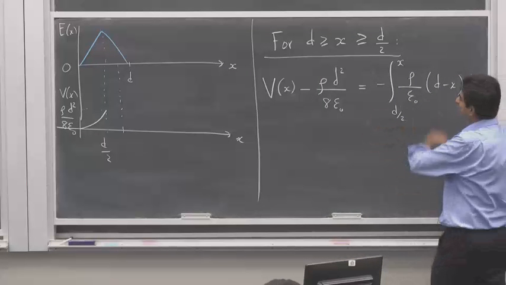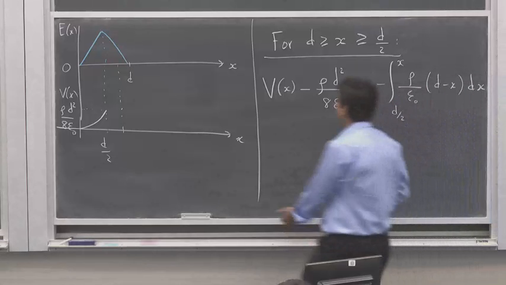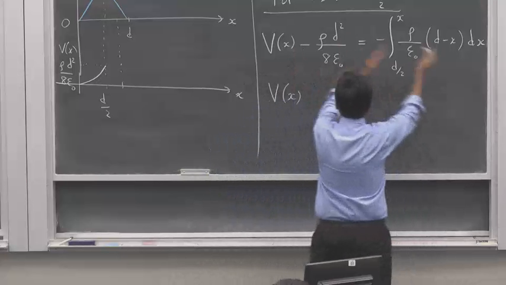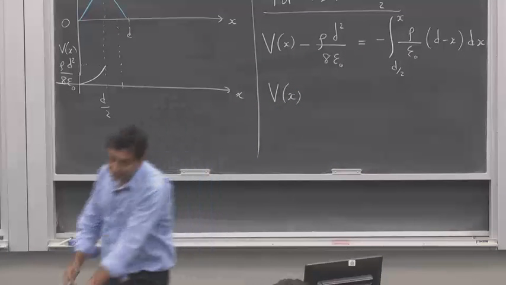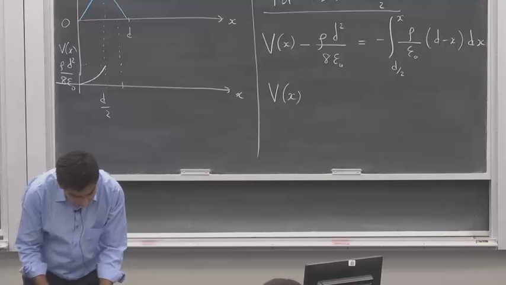So this gives me the potential at point x. I can integrate this. If I were to integrate this, I can take this to the right hand side, and the result that I would obtain is some algebra. I do not want to spend time because I'm short of time.